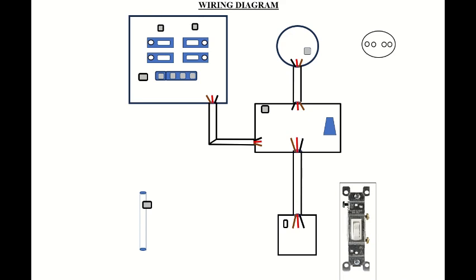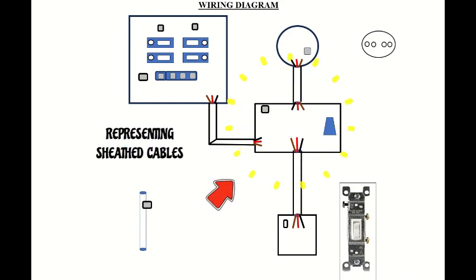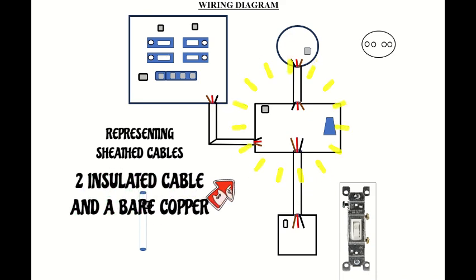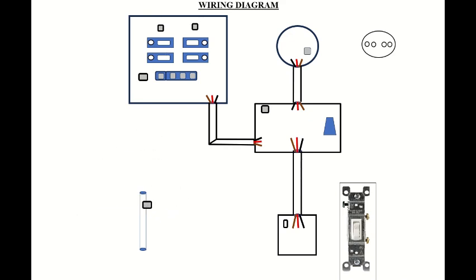I am using these conductors or these cables, or should I say that this cable represents sheathed cable, which has 3 wires in them, 2 insulated and 1 uninsulated. Alright, so today we're using sheathed cable in this connection.